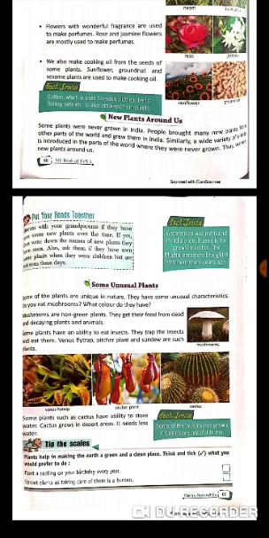New plants around us. Some plants were never grown in India. People brought many new plants from other parts of the world and grew them in India. Similarly, a wide variety of plants is introduced in parts of the world where they were never grown. Thus, we see new plants around us.